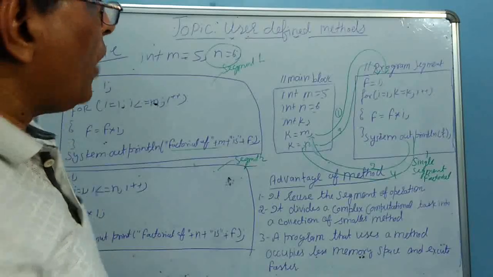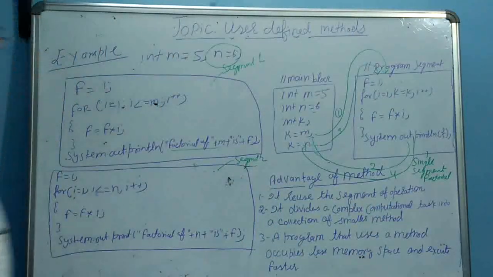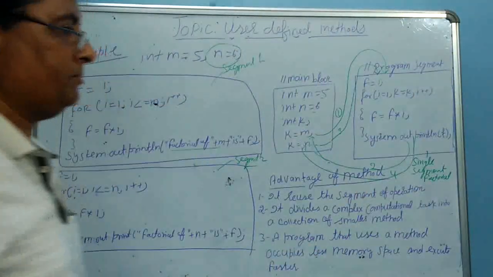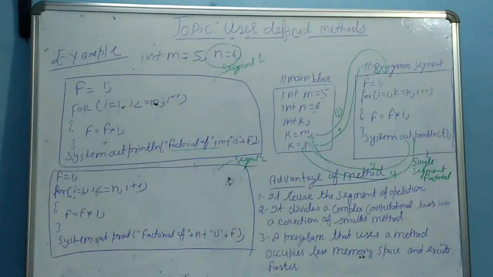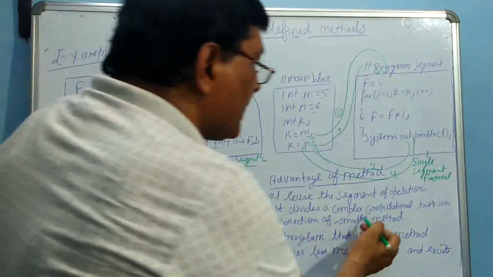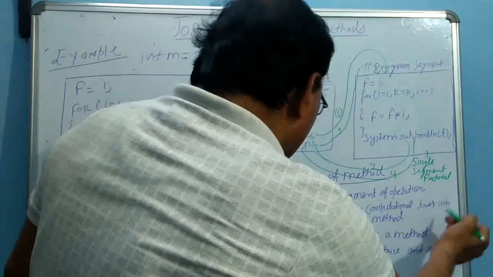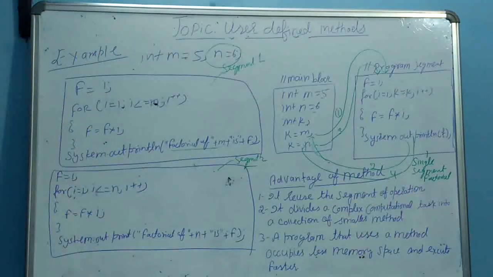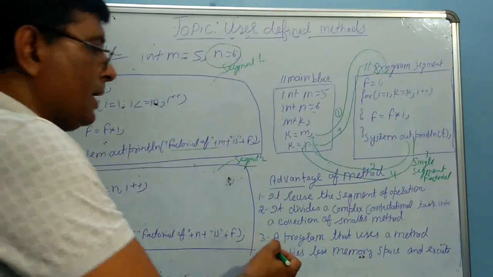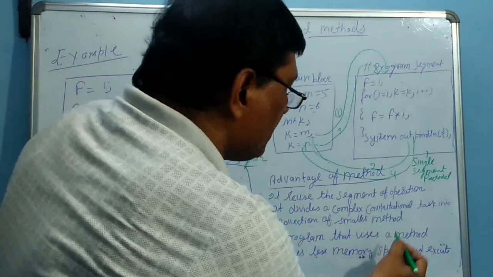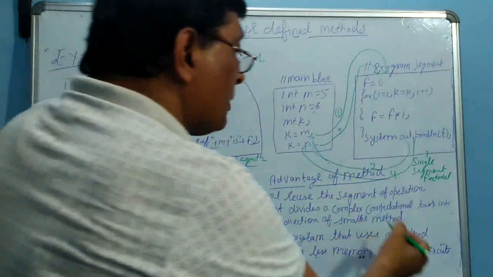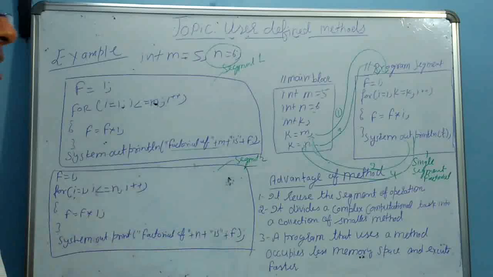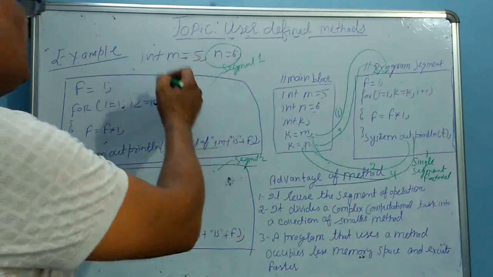Now what are the advantages of this method? It reuses the segment of the operation. It divides a complex computational task into a collection of smaller methods. Next, a program that uses a method occupies less memory space and executes faster, means it can execute faster than these separate segments.